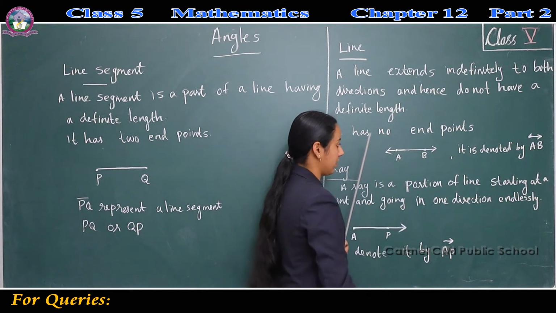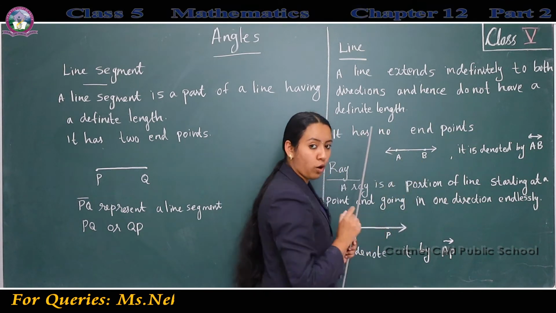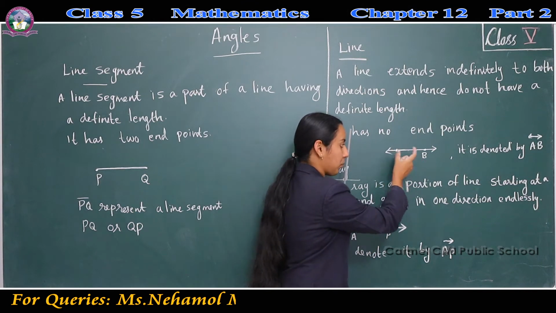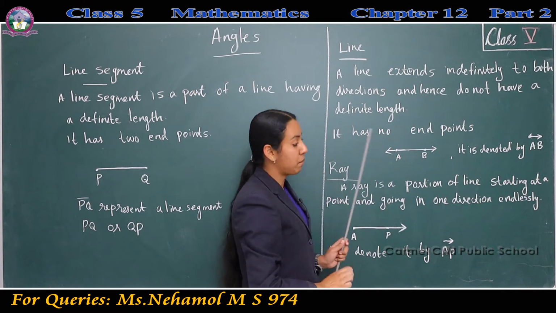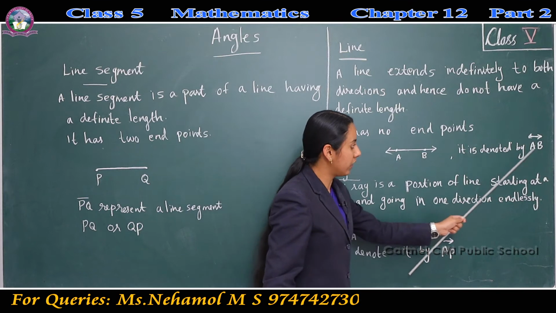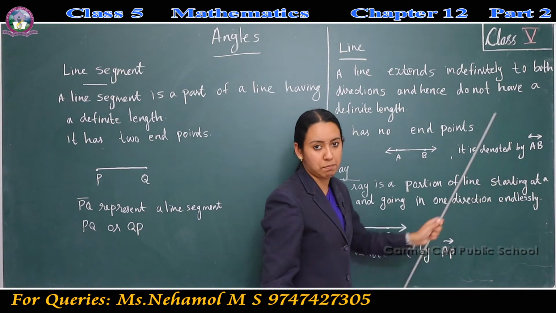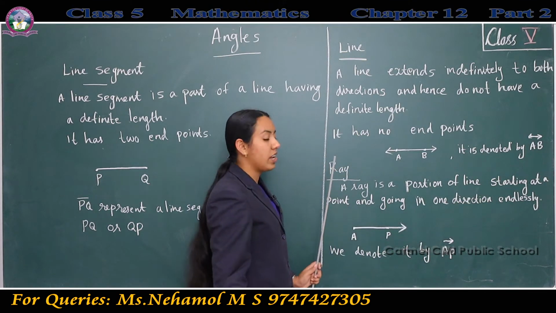Here one line is given. A and B are not endpoints. They are just points on the line. It is denoted this way: line AB.